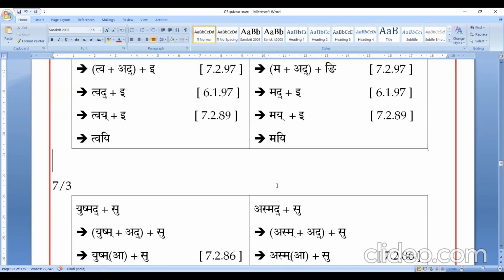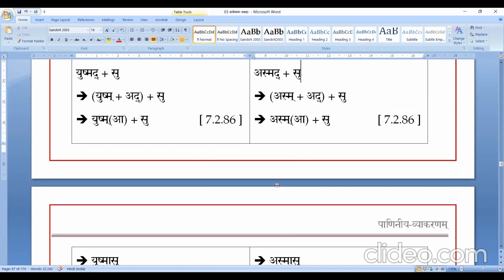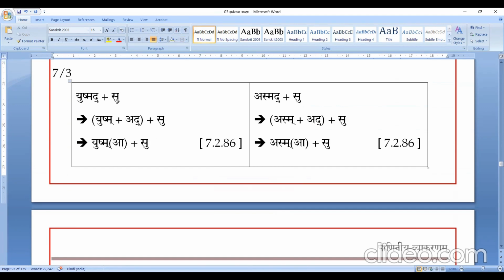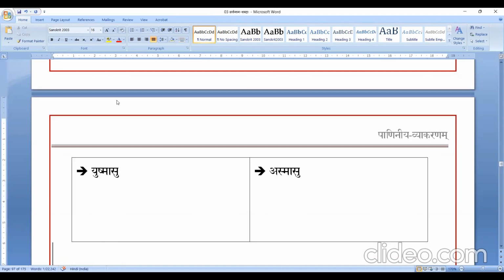Then 7-2, same as 6-2, we already did, so it is not required. The last one is Su Pratyaya. Su Pratyaya is a Bahuvachana Pratyaya, and this is Aladi, Anadesha Bahuvachana Pratyaya following. What will happen? By the sutra Yushmadasmadoho Anadesha, Akara Adesha will come. Therefore, in Yushmad, the Dakara will be replaced by Akara. Therefore, you get Yushma, Yushmasu.